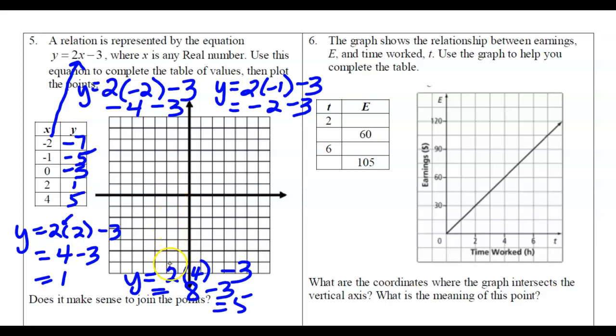So (-2, -7). I'm going to erase this so I can see my graph better. So (-2, -7), (-1, -5), (0, -3), (2, 1), and (4, 5).